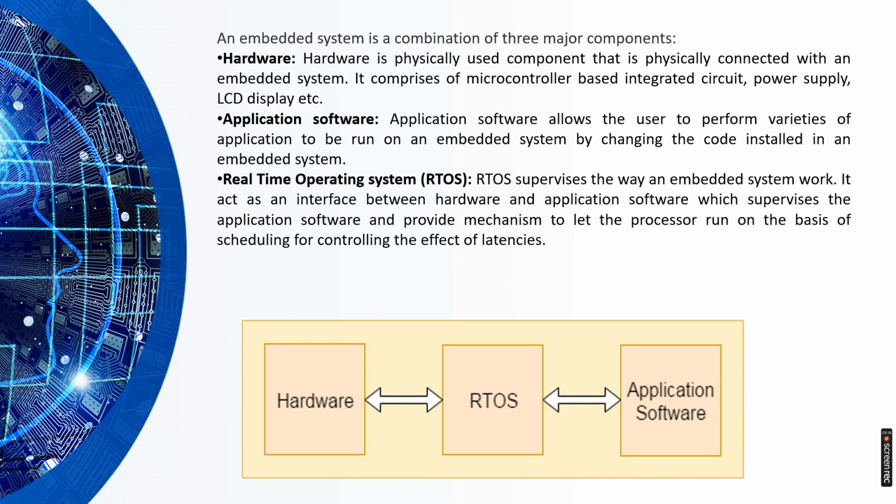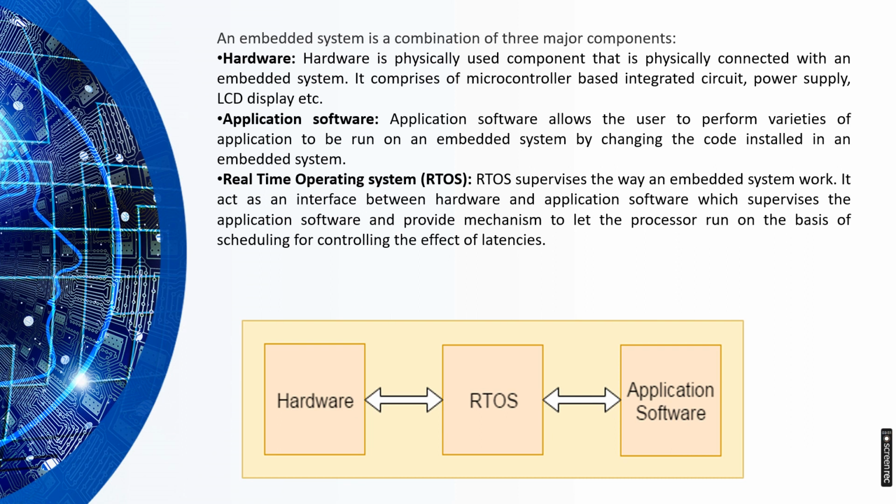Now, embedded system components: hardware, application software, and RTOS. Starting with hardware, it is basically something which we can touch in normal language. Technically, it is a physical component that is physically connected with an embedded system. It comprises a microcontroller based integrated circuit, power supply, LCD display, etc.